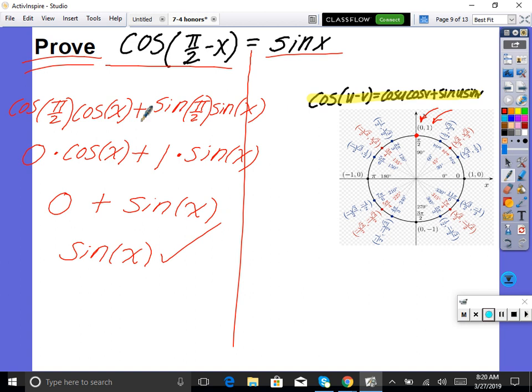All right, so the answer was all in the work. That's like proving an identity, basically. We are proving the cofunction identity there. All right, awesome.